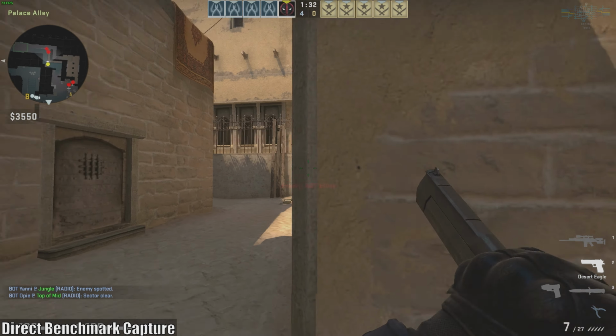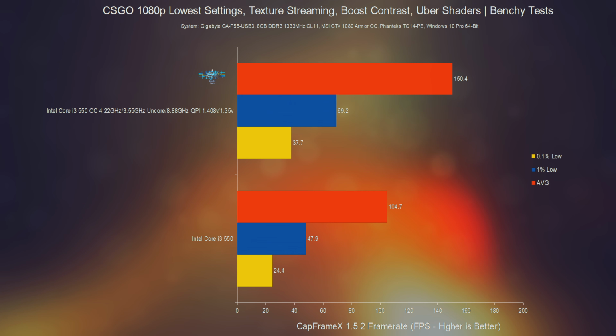Performance improved quite noticeably with the overclock to 150.4, 69.2 and 37.7 FPS for average, 1% and 0.1% lows respectively. There was still slight micro stuttering throughout, which again you notice a bit more when turning the camera, but it is far better than it was at stock. There are also a few moments throughout where you will notice some more noticeable stuttering, but only for very brief periods of time.